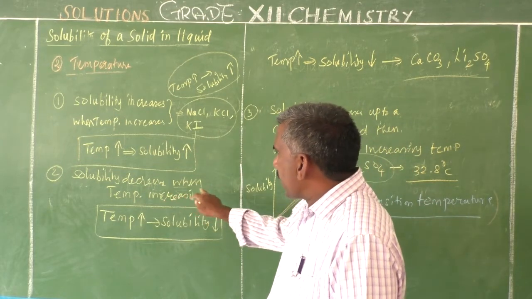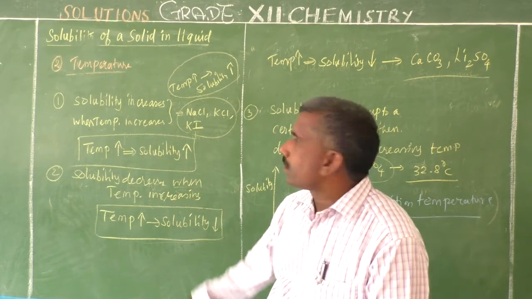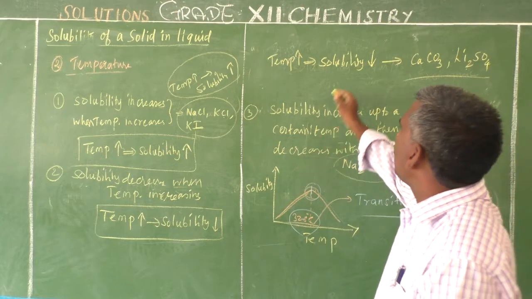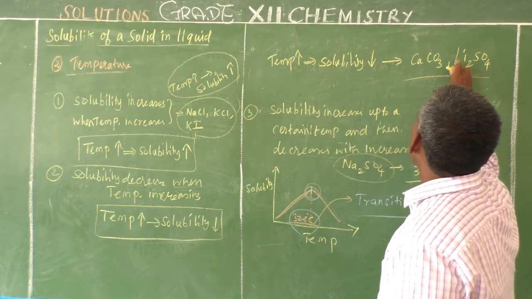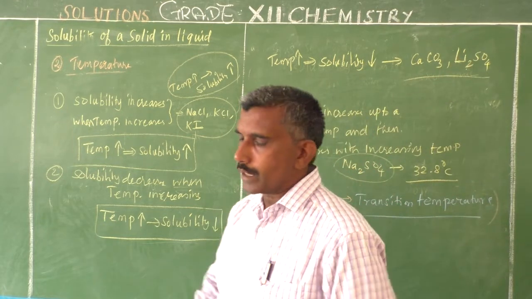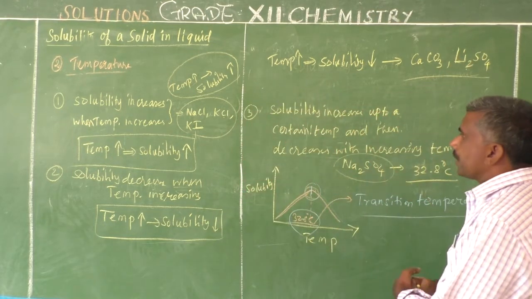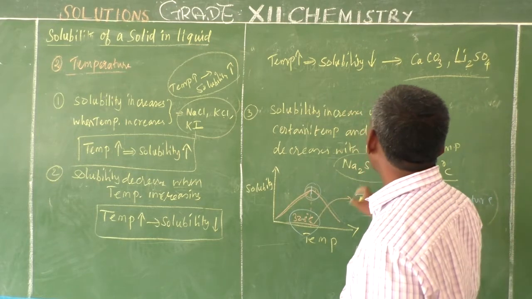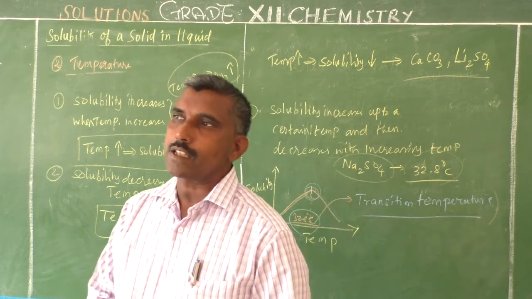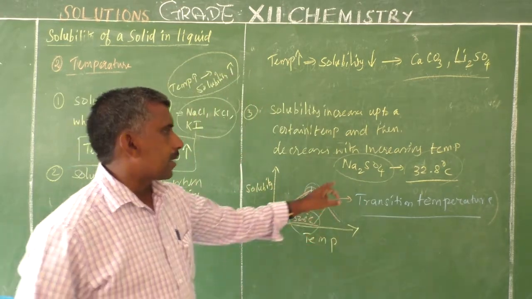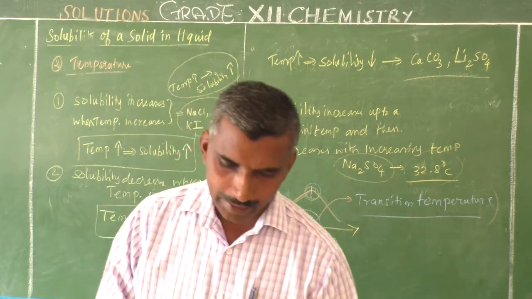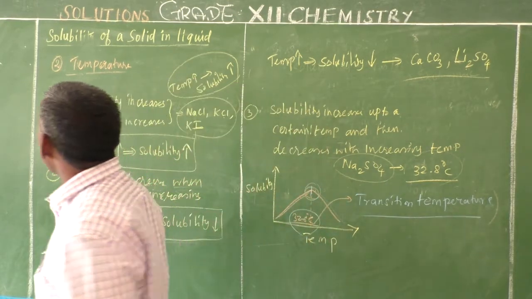Second is solubility decreasing when temperature increases. This is the opposite. Example, calcium carbonate, lithium sulfate salt. Now solubility increases first and then decreases, that is, on reaching a particular temperature, then decreasing. That temperature is known as transition temperature. Example, sodium sulfate, at 32.8 degrees centigrade. That's all. Now, third factor, pressure.